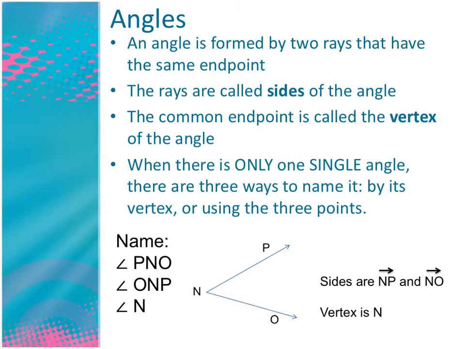Okay, so angles, by definition, are formed by two rays that have the same endpoint. The rays are the sides of the angle. So when I name sides of an angle, I use the rays as the sides. The common endpoint where they meet is called the vertex of the angle. And when there is only one single angle, there are three ways to name it: by its vertex or using 3 points.